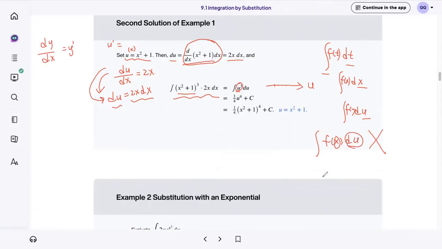Imagine this is a two-dimensional thing. If this is x, this has to be f of x. If this is t, this has to be f of t. If this is u, this has to be f of u. So that's why we have to line up all those variables. So for u du, we use the power rule to anti-differentiate. Then we substitute back the u value, because u equals x squared plus 1.